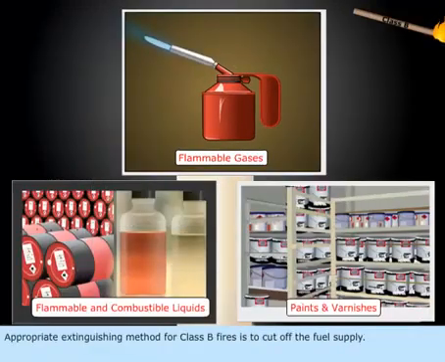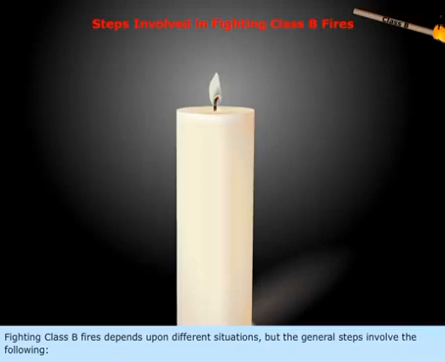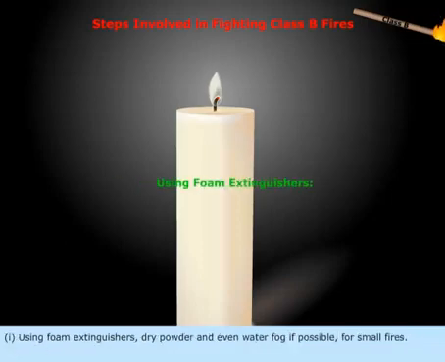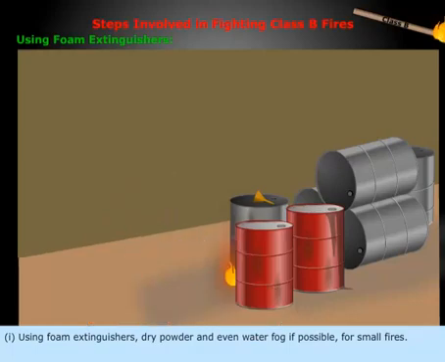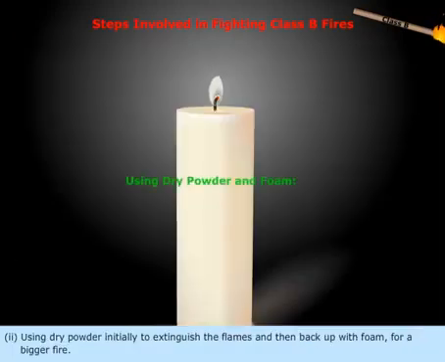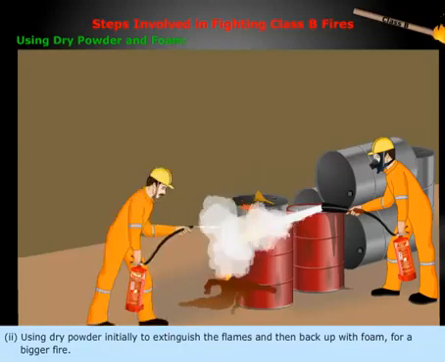The appropriate extinguishing method for Class B fires is to cut off the fuel supply. Fighting Class B fires depends upon different situations, but the general steps involve the following. 1. Using foam extinguishers, dry powder, and even water fog if possible, for small fires. 2. Using dry powder initially to extinguish the flames and then backing up with foam for a bigger fire.